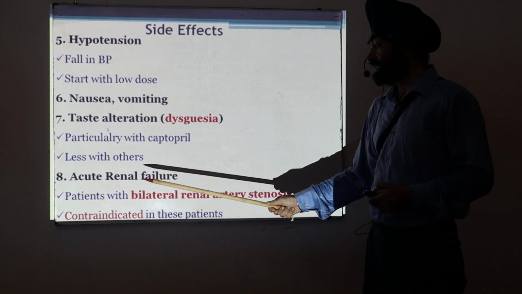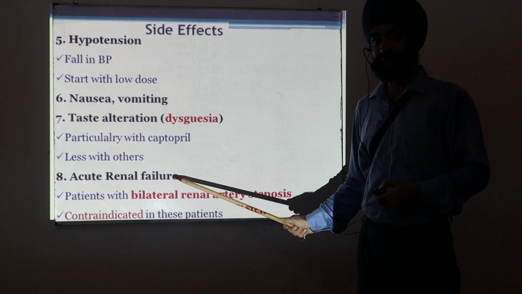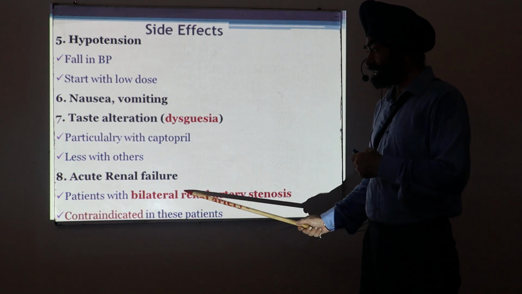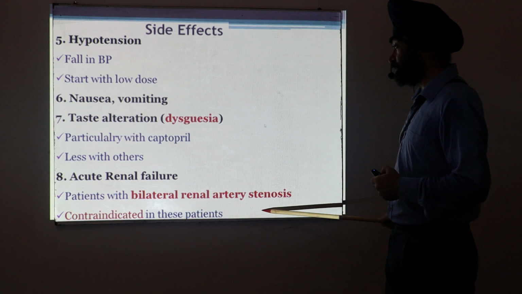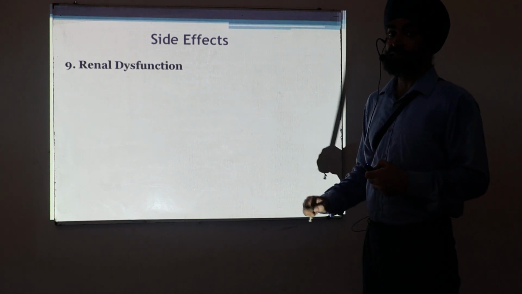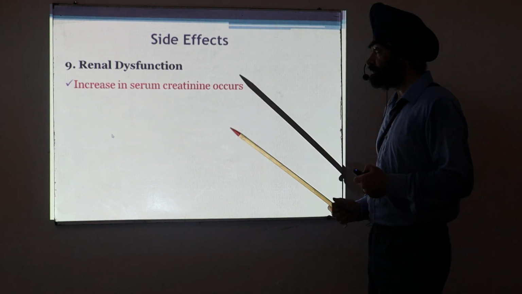Don't give these drugs in bilateral artery stenosis. So this is the second contraindication that I am telling. First, it was in pregnancy. Second, acute renal failure can take place in these patients. And the last side effect that I am discussing is that they produce renal dysfunction. This is almost in every patient, which I am telling.